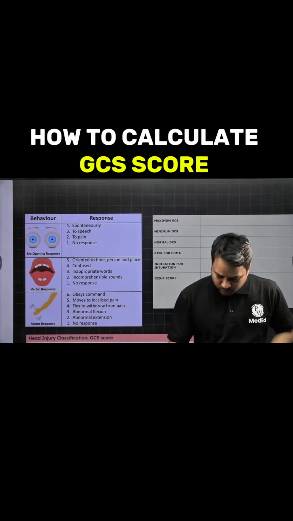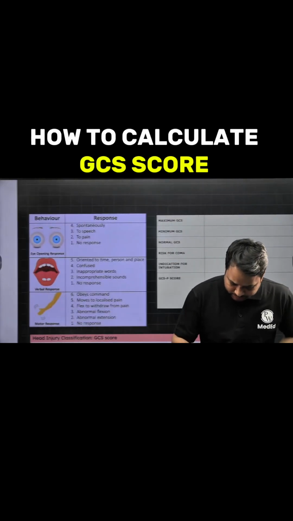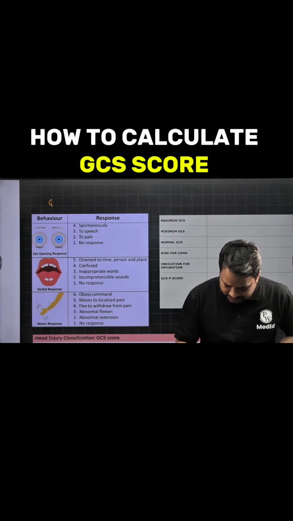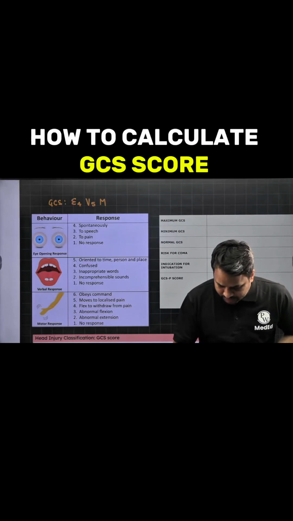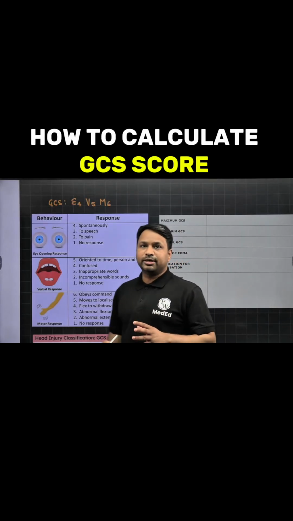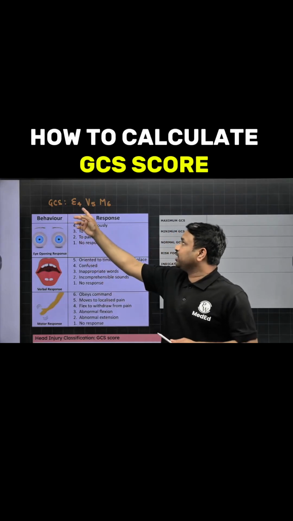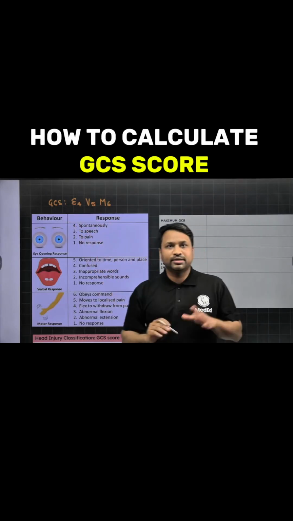Calculate the GCS score. We all know the GCS is calculated as E4, V5 and M6, right? E is your eye-opening, V is your verbal response, M is your motor response. This is the maximum score that you can give. E is 4, verbal response is 5 and motor is 6, right?